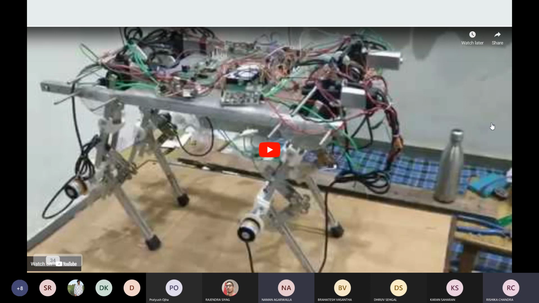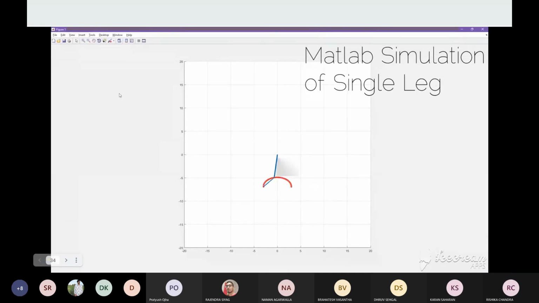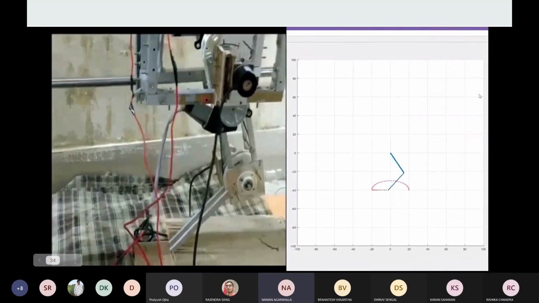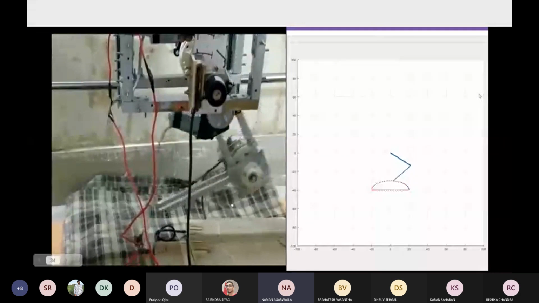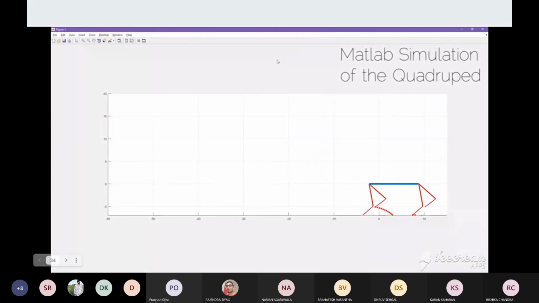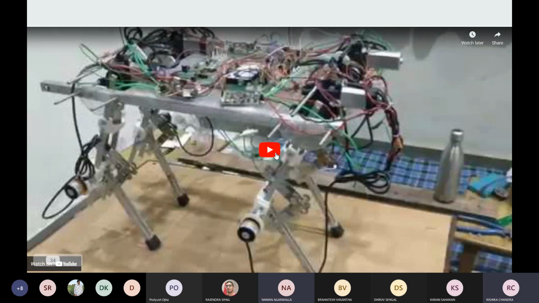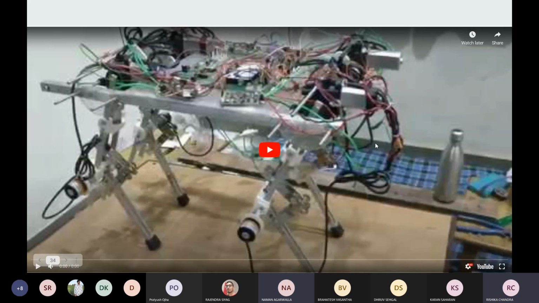Can you play this video again? Yeah, sure. See, this end effector has a semi-elliptical path. Okay, that's it, so I'm done here. Any questions?